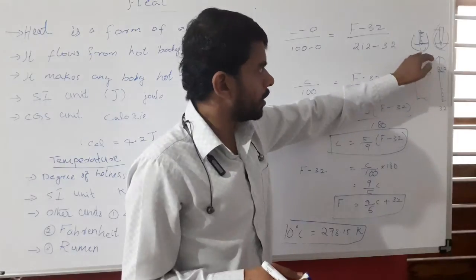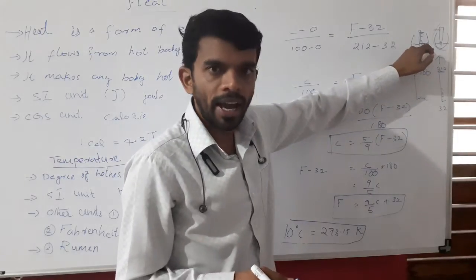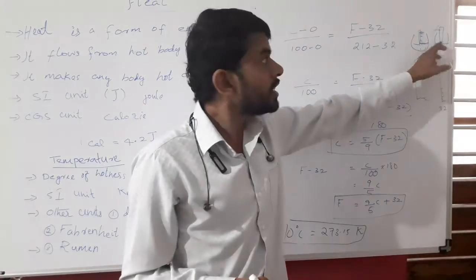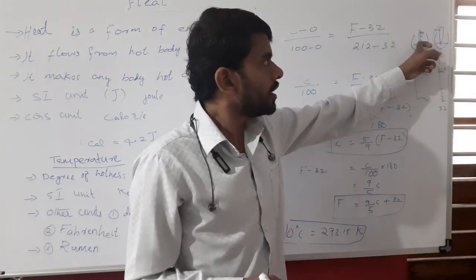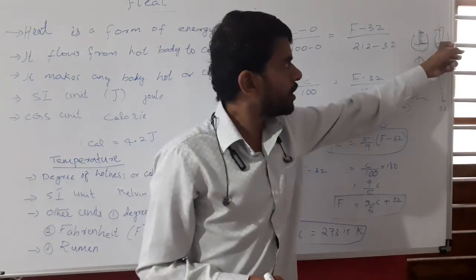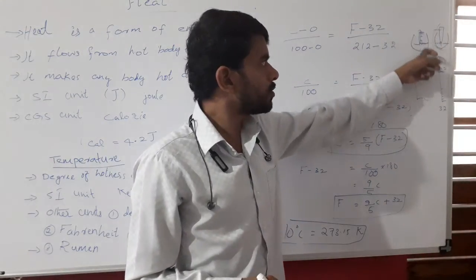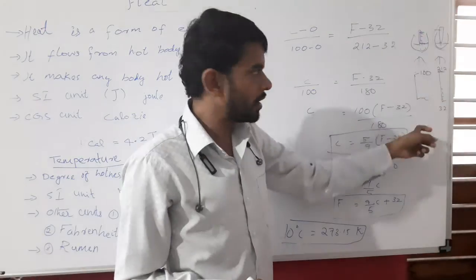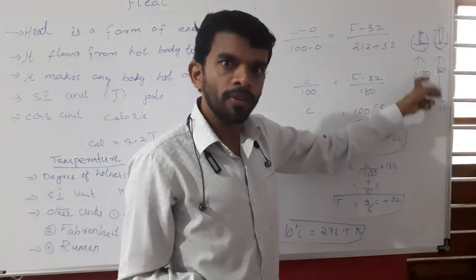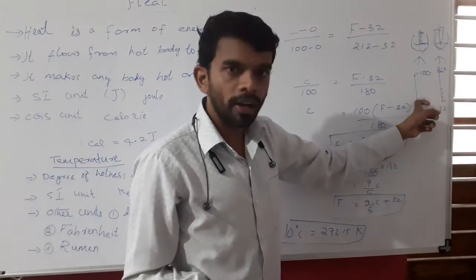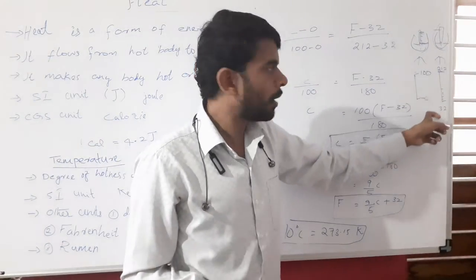In the beginning both were in ice, and at the end both are in boiling water. So the temperature is the same for this tube and for that tube. Two thermometer tubes having the same temperature. Initially it is the same, finally it is also the same, but we are just giving different markings.